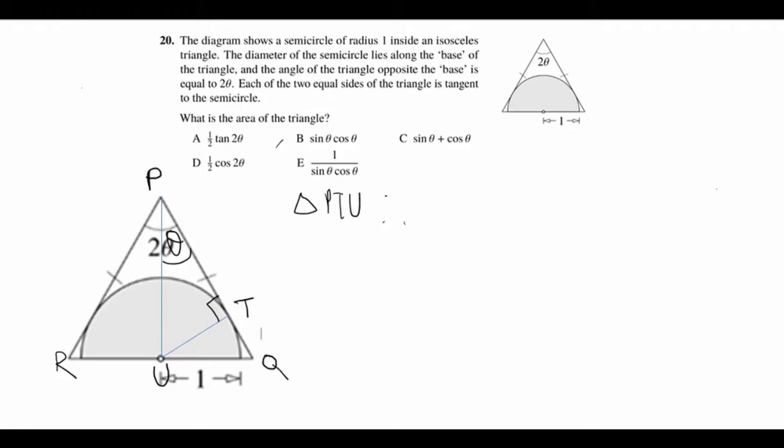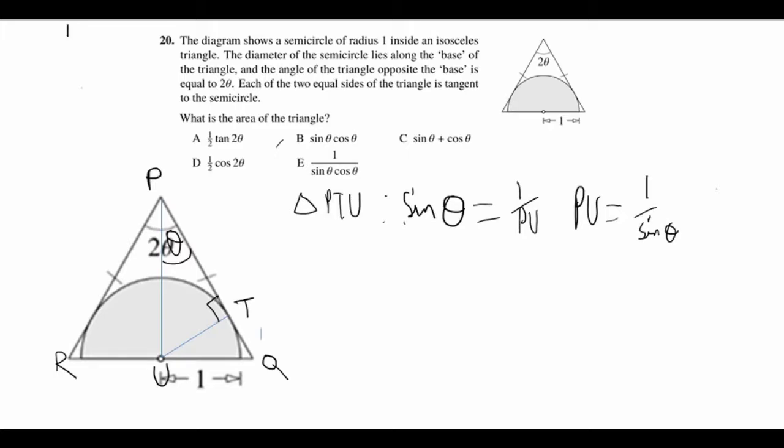So using sine, we could say that sine theta is equal to the opposite over the hypotenuse. And since the opposite to the angle theta is the length TU, and TU is just the radius of the semicircle, we have sine theta is equal to 1 divided by the hypotenuse, which is PU. And so this means that PU is equal to 1 over sine theta.